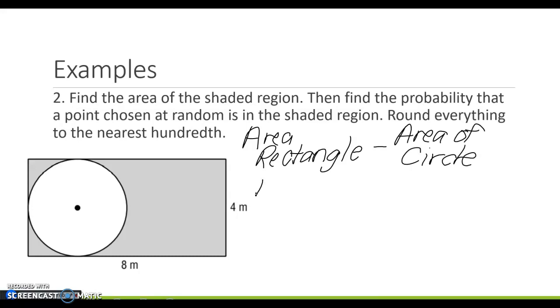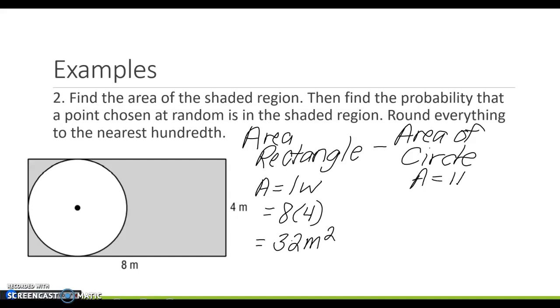Okay, so area of a rectangle is length times width. So that's going to be 8 times 4. So the area of this rectangle is 32 square meters. Area of a regular circle, pi r squared.